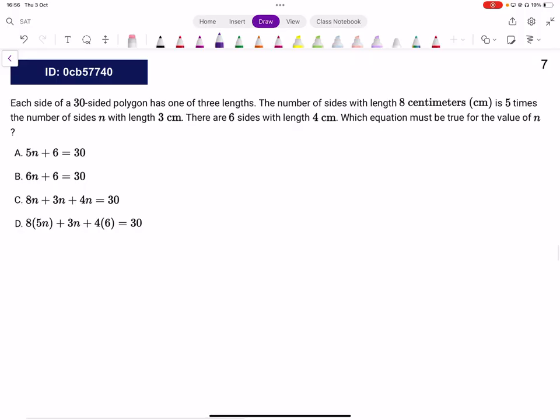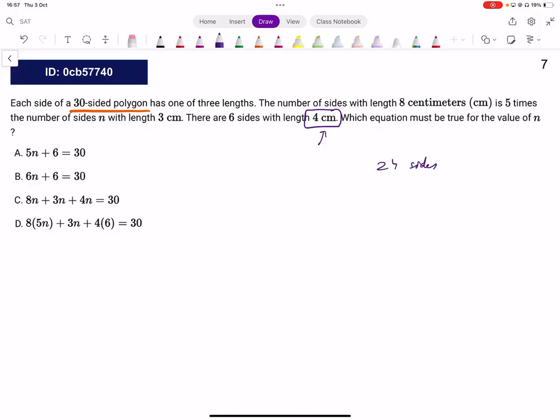Each side of a 30-sided polygon has one of three lengths. So there are 30 sides of this polygon. The number of sides with length 8 centimeters is 5 times the number of sides n with length 3 centimeters. There are 6 sides with length 4 centimeters, which must be true for the value of n. There are 30 sides in total. Six sides have length 4 centimeters. How many sides are we left with? 24 sides.